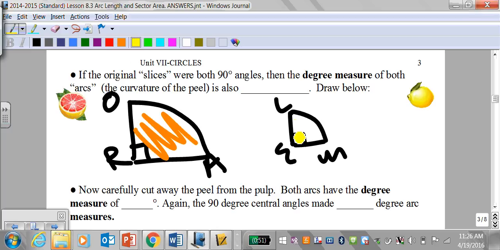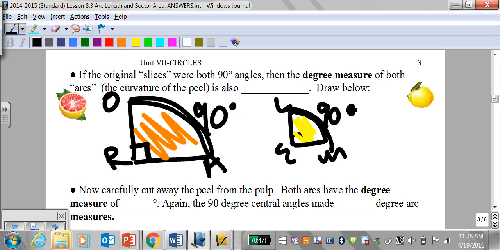We're just redrawing our wedges. This is 90. What's the degree curvature out here? 90. Uh-huh. Because of the measure of a central angle to its arc. Exactly, same.